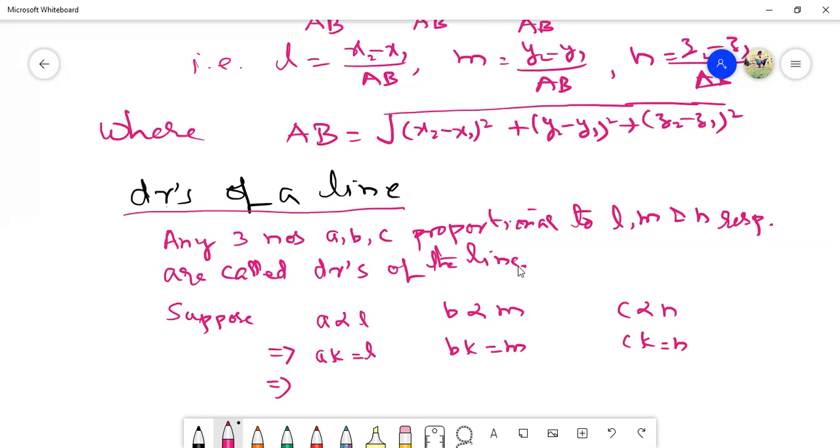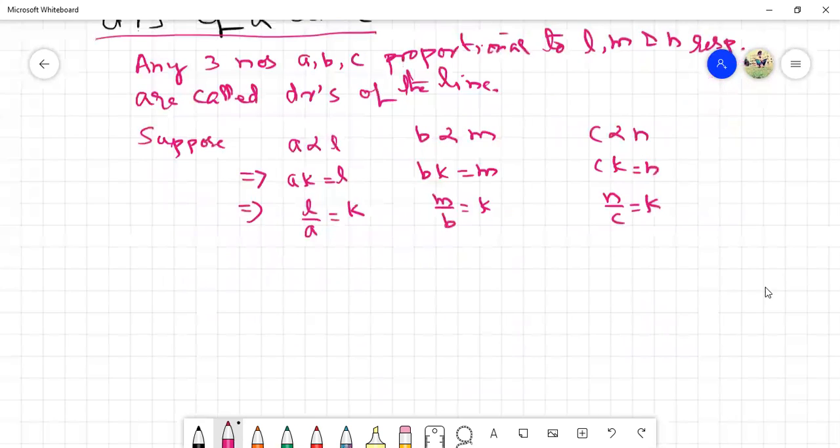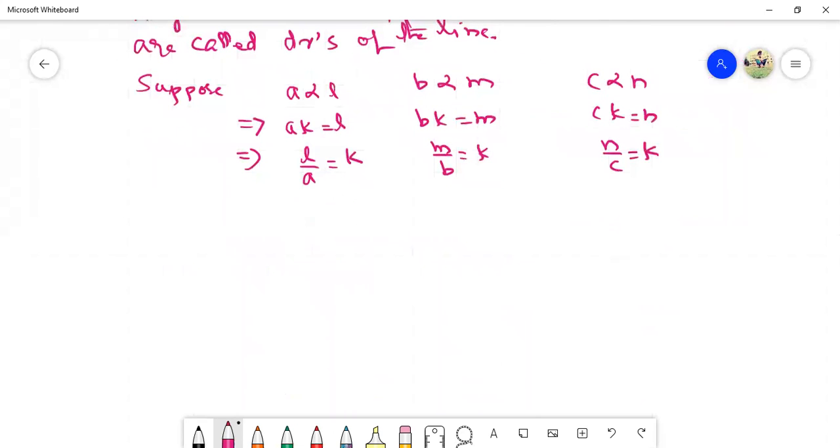So in this case, we get L upon A is equal to K. Similarly, M upon B is equal to K, and N upon C is equal to the constant. So they are all equal to the same constant. Therefore, L can be written as AK, M is equal to BK, and N is equal to CK.